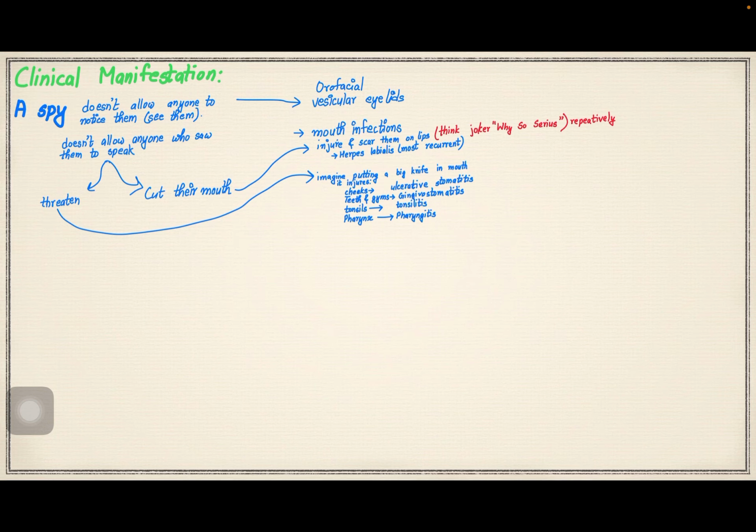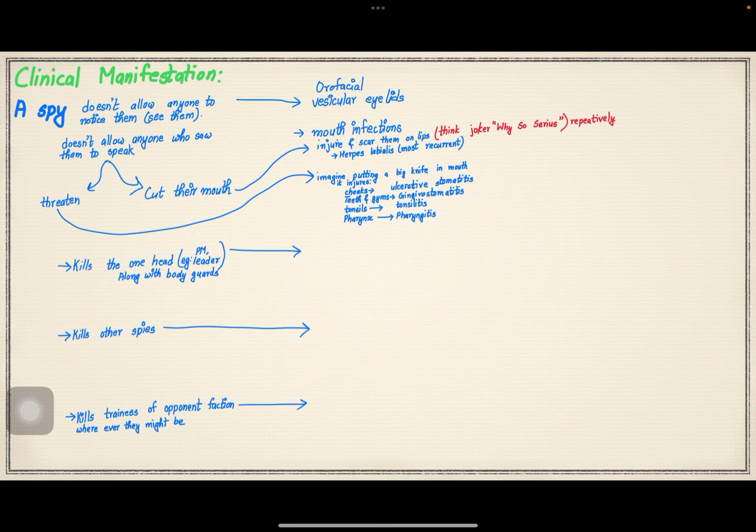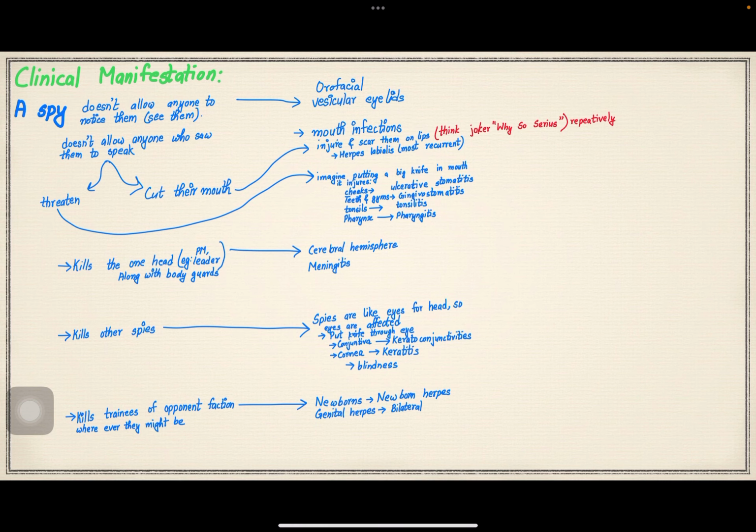What do they do to actually do their work? Well, they kill the head, they kill other spies, and they kill spies who are being trained. Now, how does this relate to the facts over there? Well, killing the head along with his bodyguard relates to the fact that they kill what is inside our head, which is what? There's the cerebrum. Most of the time, the temporal lobe is what is affected, as in temporal meningitis, and killing other spies relates to the fact that it damages our eye.